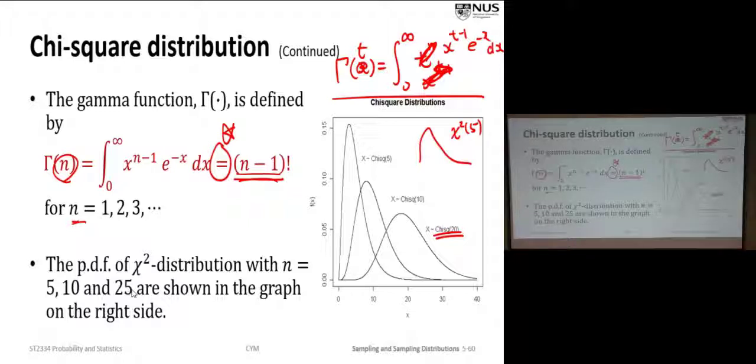Okay, so the typo here. Obviously, this is 20, so this should be 20, not 25. It's 20.